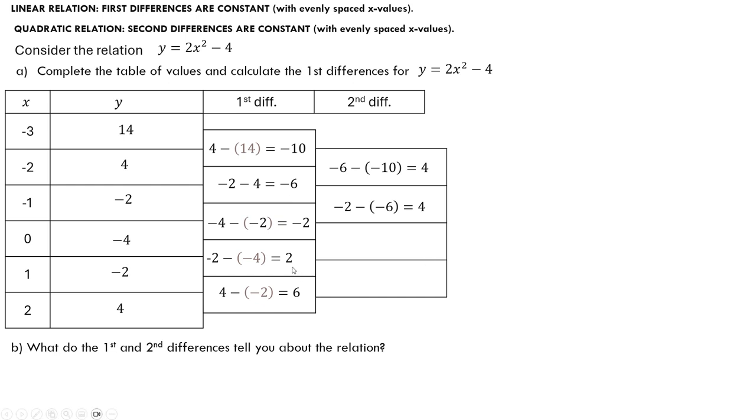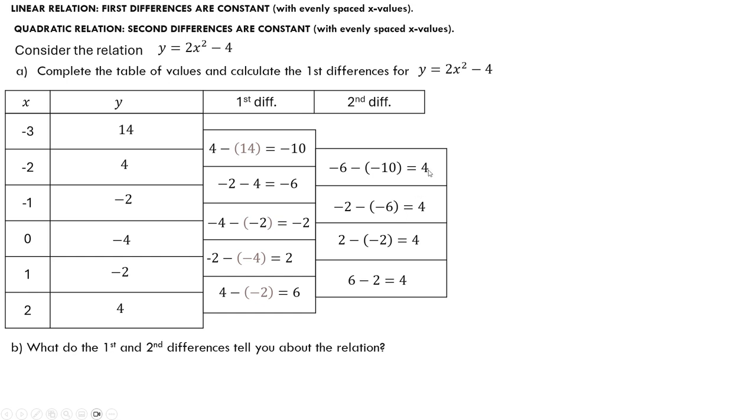Take this value 2, subtract negative 2, gives us 4 once again, and then 6, subtract 2, gives us 4. Now the second differences all have the same value, and this is the second feature or characteristic of a quadratic relation. The first differences are different.